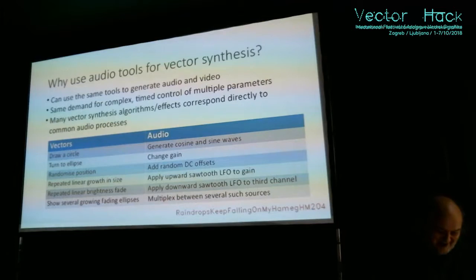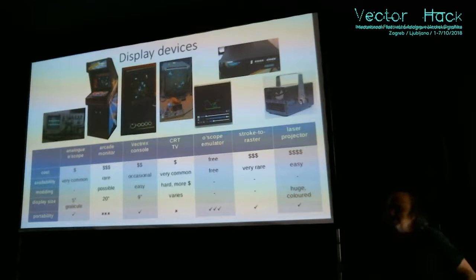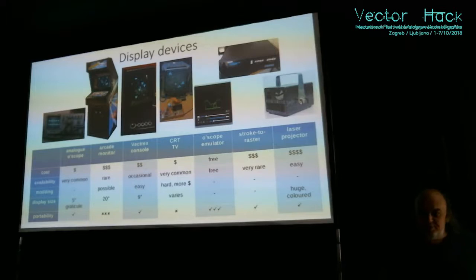Display devices. This is, of course, a crucial aspect. We've got to somehow get these vectors onto a screen, and this sort of just summarizes what, again, many of you will have found. Cheap and easy option is an analog oscilloscope, as long as we've got brightness control. Arcade monitors, very expensive, very hard to find, and they do require a bit of modding, and you can't carry them from one place to another. Vectrex console is the main one that I use. You'll have seen that talked about and demonstrated in other talks.